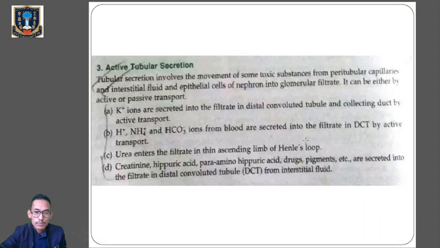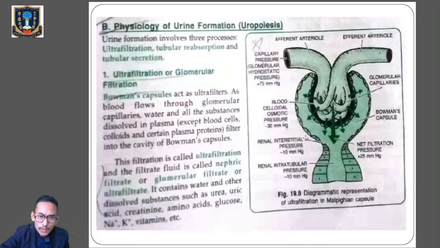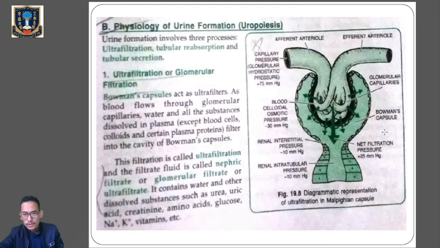Now we'll continue with the same chapter, and we are going to learn about the topic physiology of urine formation, which is also very important in terms of examinations, page number 19.13. Even this particular topic we have done in class 10. If you remember, urine formation involves three processes: ultrafiltration, tubular reabsorption, and tubular secretion.